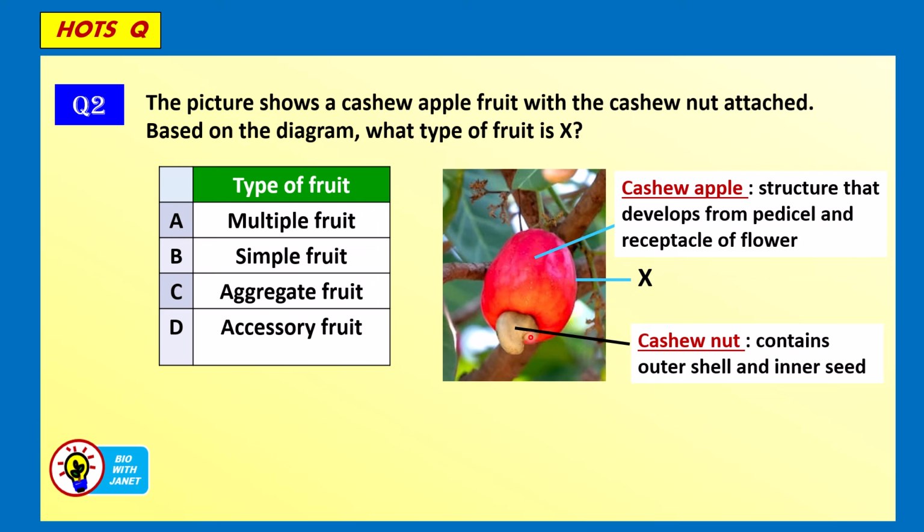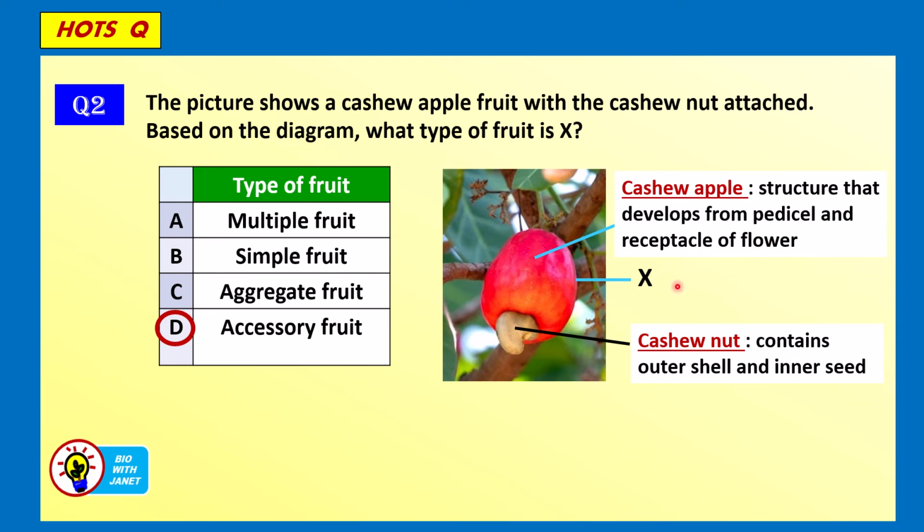Then the cashew nut is found at the tip of the cashew apple. It contains the outer shell and the inner seed. Now, based on the information here, what type of fruit is the cashew apple, which is X? Pause the video for a minute and think about the answer. So what is your answer? The answer should be D, accessory fruit, based on the hint here.